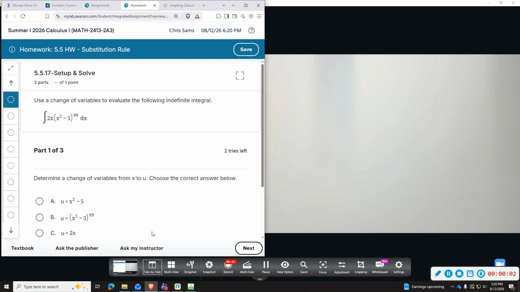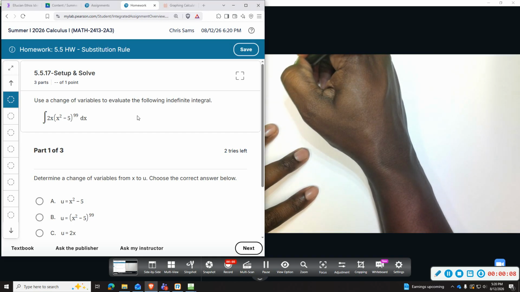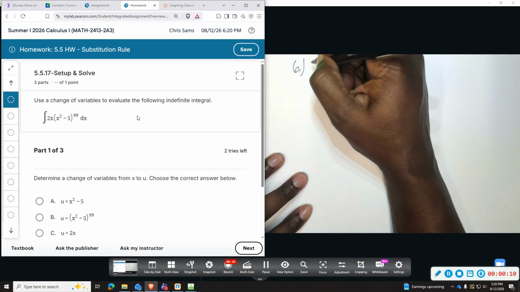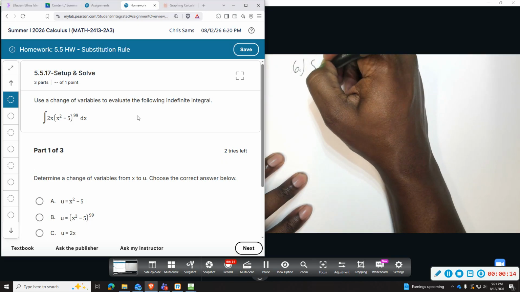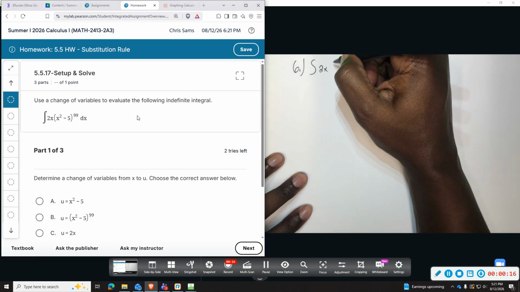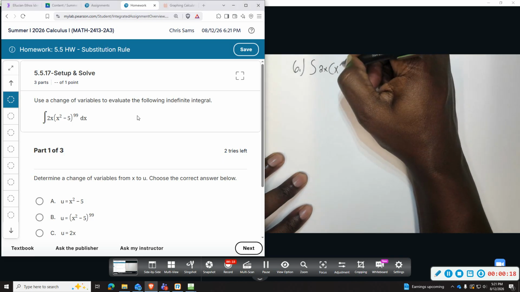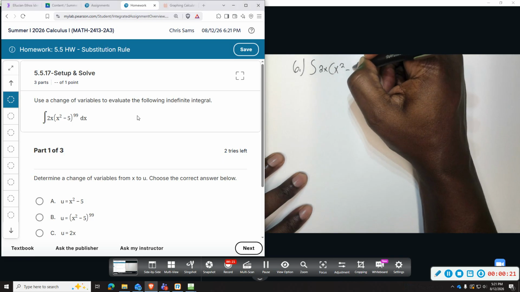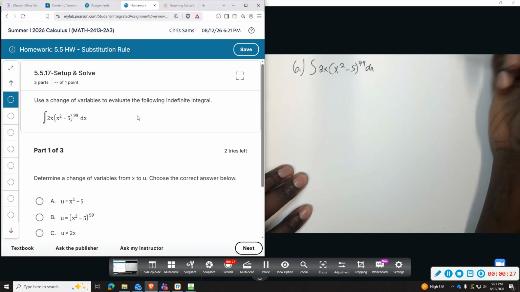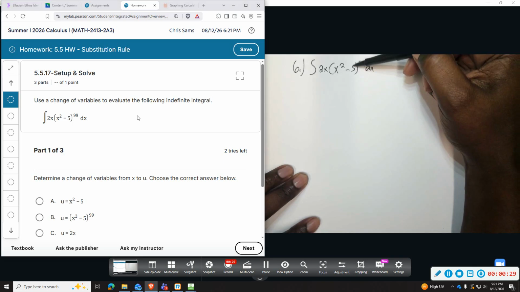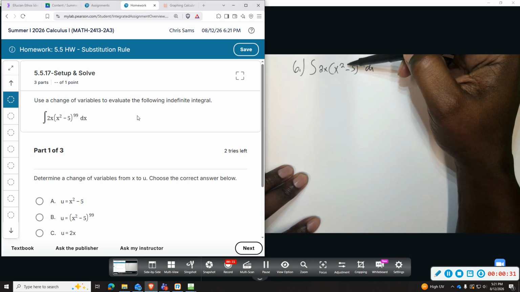Alright, number 6, we want to use a change of variable to solve the integral. So we have the integral of 2x times (x squared minus 5) to the 99th power.